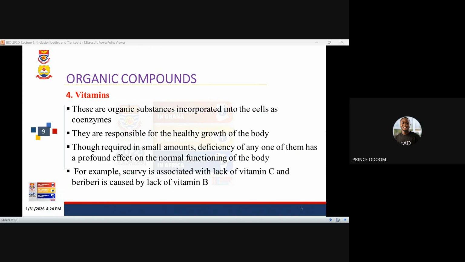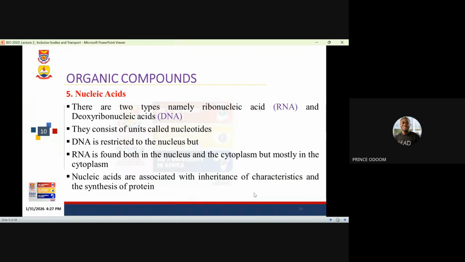So sometimes it is a result of a lack of vitamin B, and when we are suffering from this beriberi, we have to take our vitamins very seriously. Though they are required in small amounts, if you lack any of them, it's difficult.